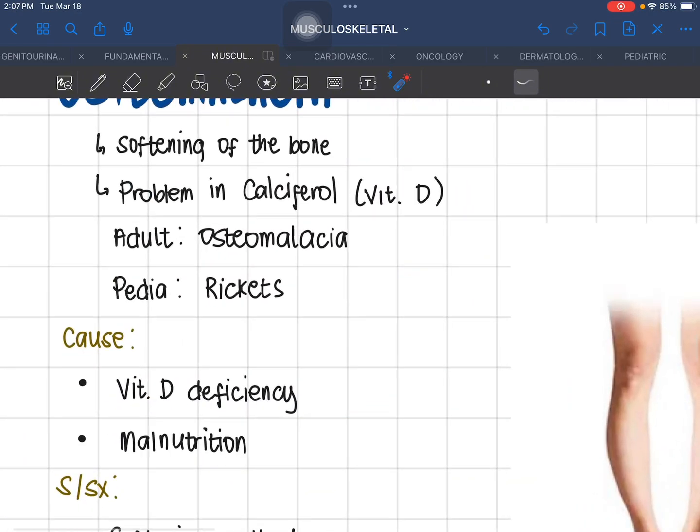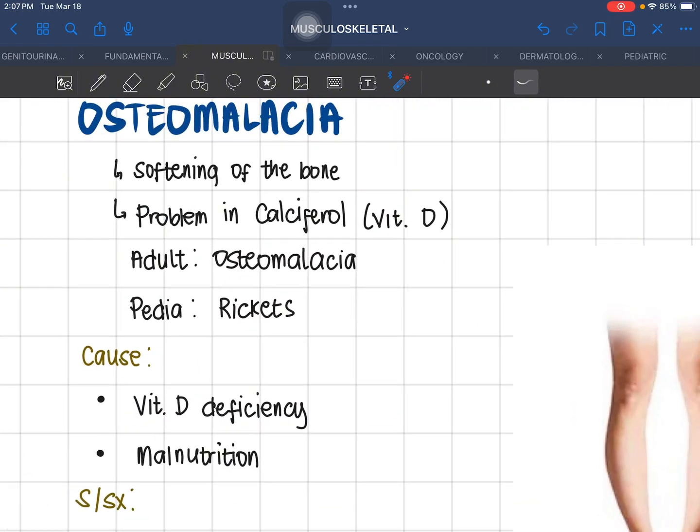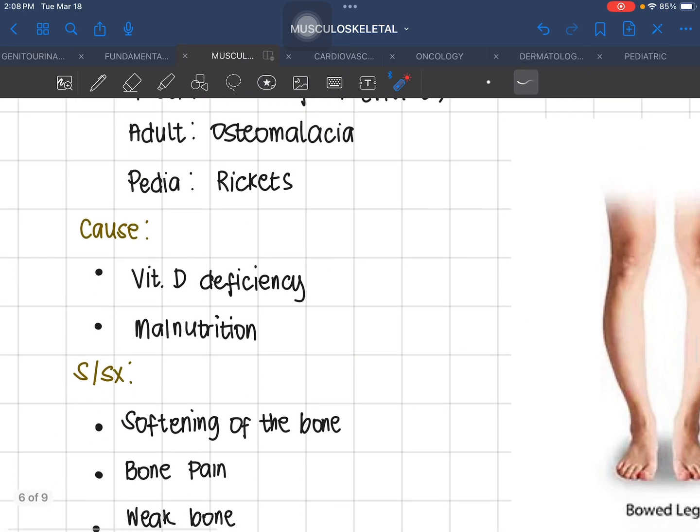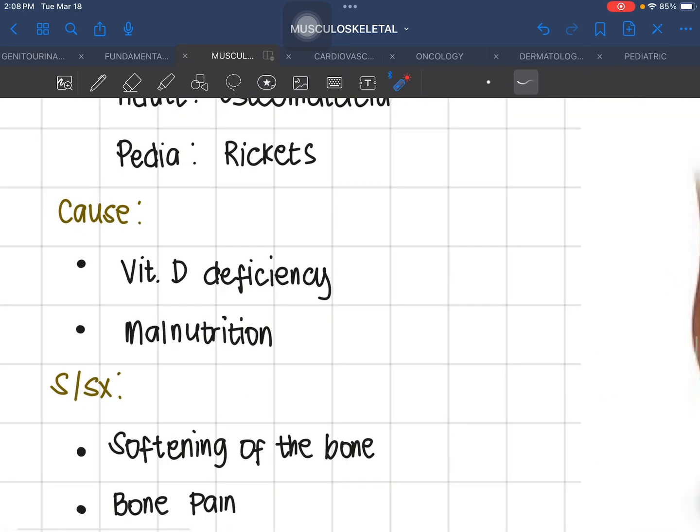So, balik tayo. Osteomalacia. So, softening ng bone. May problem ka sa vitamin D mo o sa calciferol. So, sa adult, tinatawag siyang osteomalacia. Pero kapag pedia ka o bata, ang tawag dyan rickets. Ang mapapansin mo, so, sa cause muna tayo. Ang cause, of course, vitamin D deficiency, mababa ang vitamin D mo. And also, malnutrition.